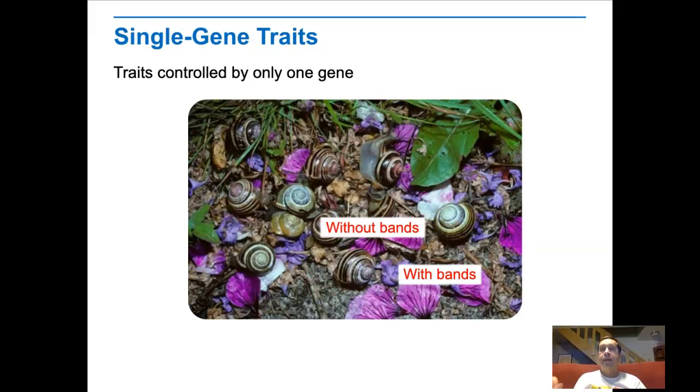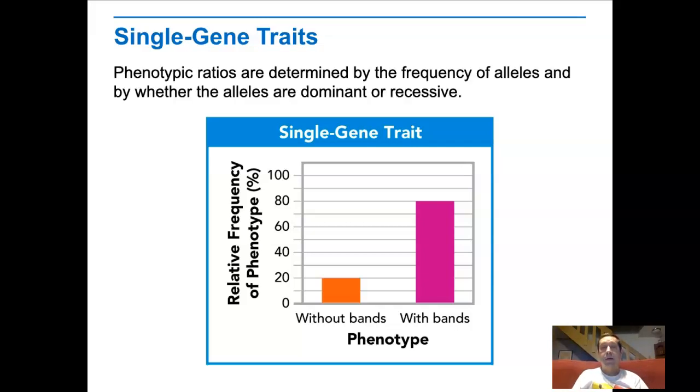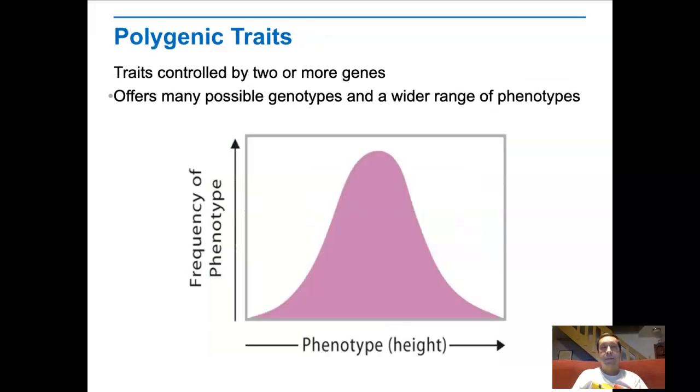So evolution works on single gene traits and polygenic traits a little bit differently. A single gene trait, just a reminder, is a trait controlled by only one gene. In this case, snails having bands or no bands on their shell would be an example of a single gene trait. So in this population, 20% of the population has no bands, 80% has bands. And if the frequency changed for that trait, we would see that evolution had occurred. So phenotypic ratios are determined by the frequency of alleles and by whether the alleles are dominant or recessive.